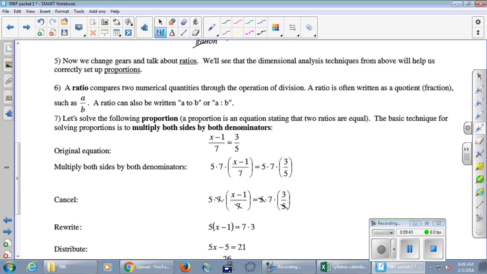The work is written out here, so we're just going to point as we zip through this. The original equation is here. X minus 1 over 7 equals 3 over 5. That is a proportion because it is fraction equals fraction. The technique we're going to use to get rid of all the fractions is to multiply both sides by both denominators. So on the left-hand side, we look at the denominators. We've got a 7 and we've got a 5. And on the left-hand side, we're going to multiply by 7 and 5. And on the right-hand side, we're going to multiply by 7 and 5.